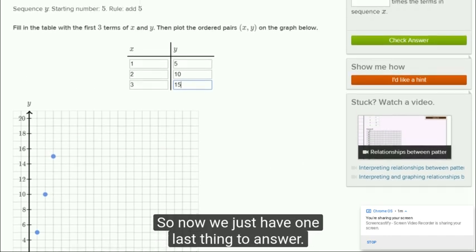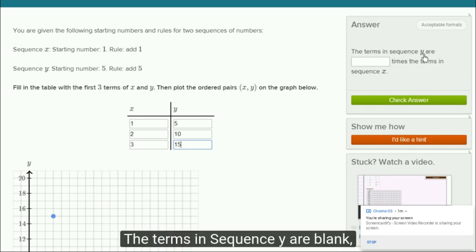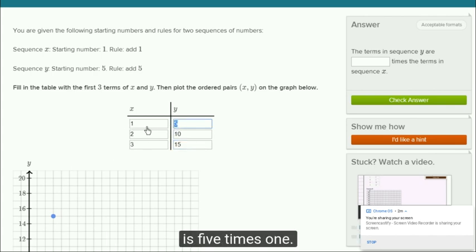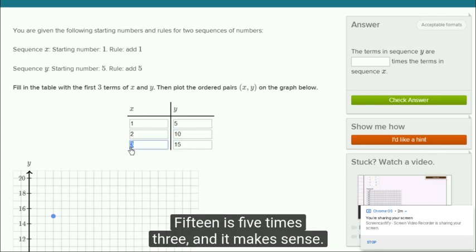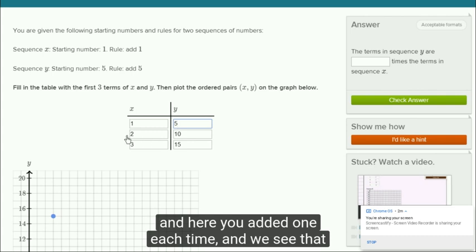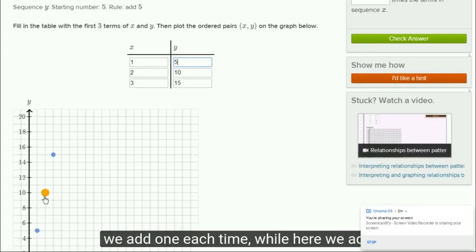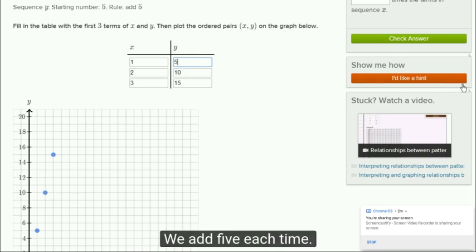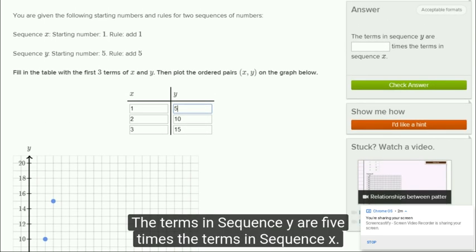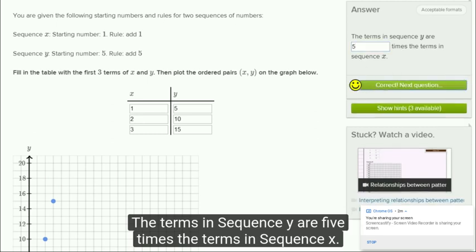So now we just have one last thing to answer. The terms in sequence Y are blank times the terms in sequence X. So you immediately see 5 is 5 times 1, 10 is 5 times 2, 15 is 5 times 3, and it makes sense. You started 5 times higher, and here you added 1 each time, and we see that visually right over here. We add 1 each time, while here we add 5 times as much each time. So the terms in sequence Y are 5 times the terms in sequence X. Got it right.